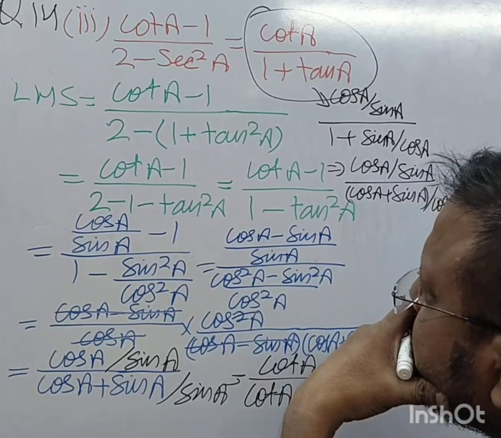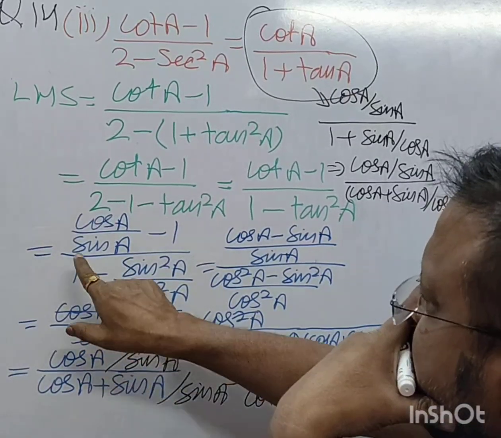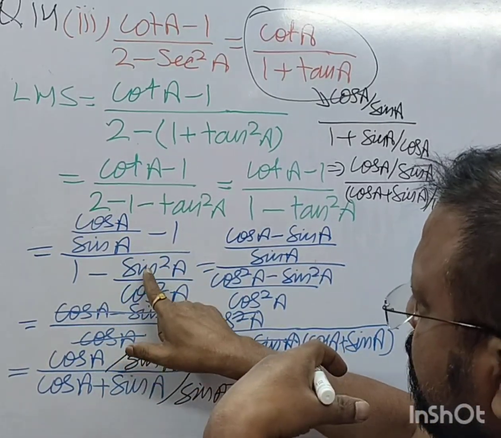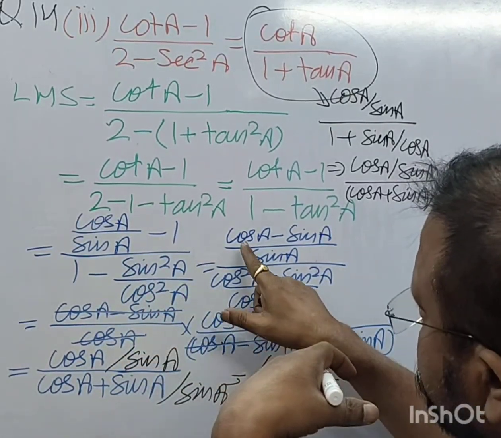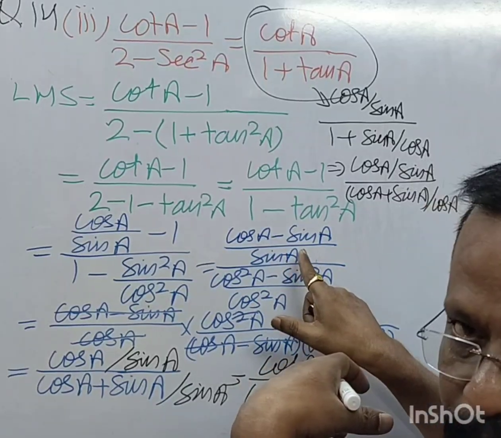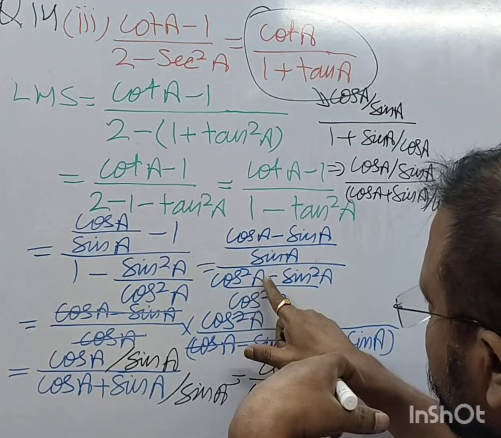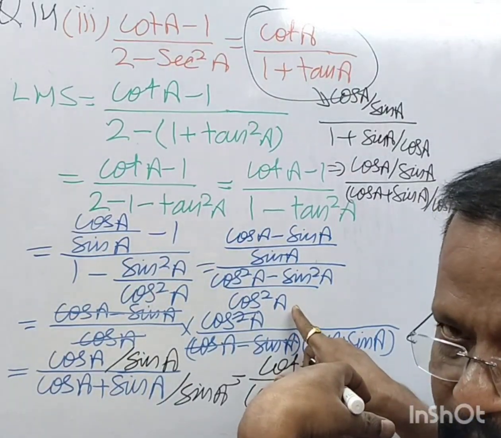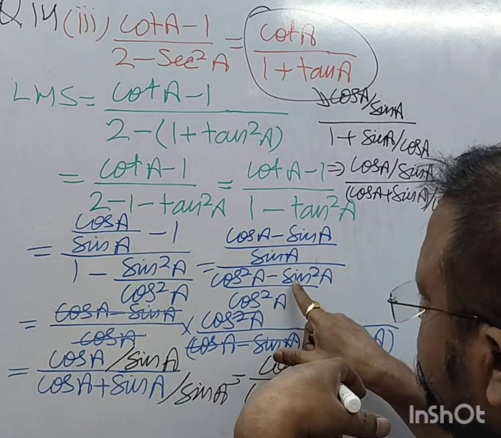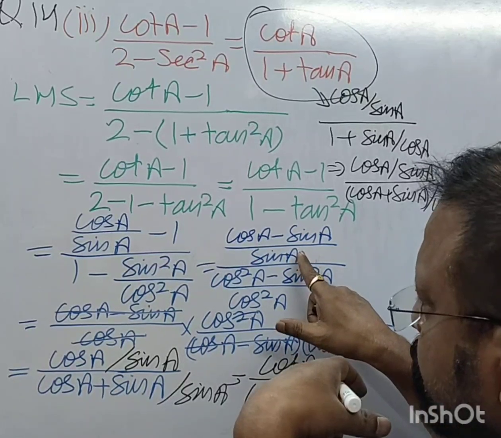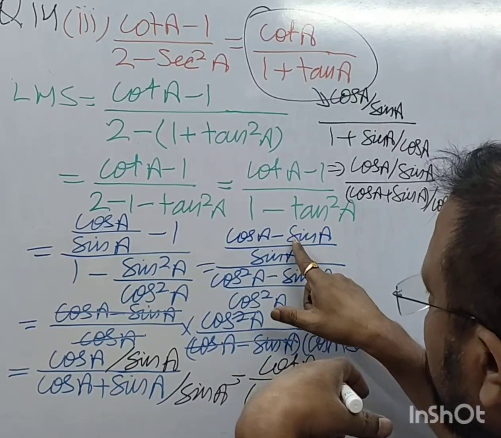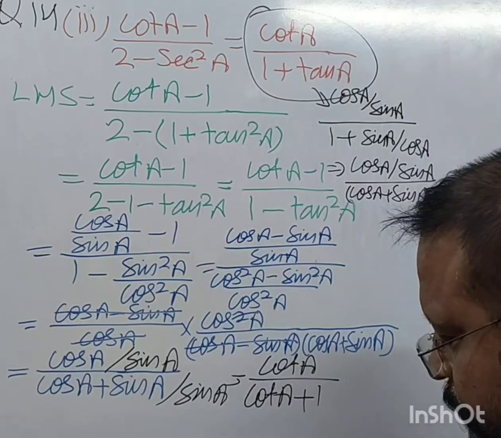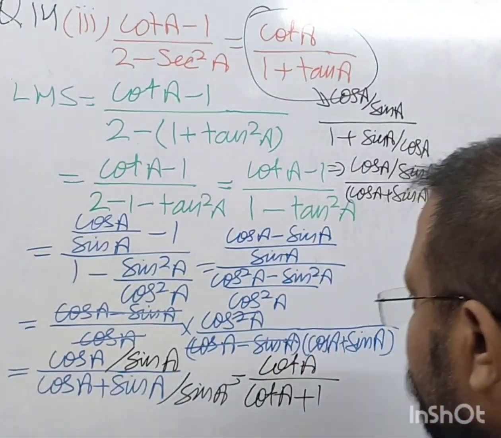One thing I did wrong. There is cos A upon sin A minus 1 upon 1 minus sin square A upon cos square A. There is cos A minus sin A upon sin A upon cos square A minus sin square A upon cos square A. You get this? So when we bring this, this should be cos A upon sin A here, no?